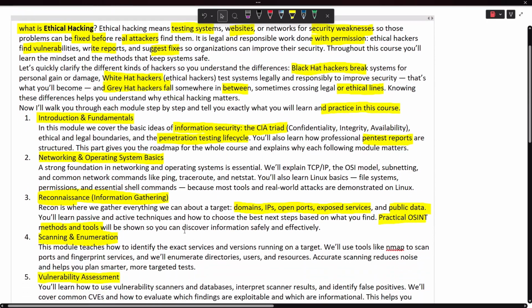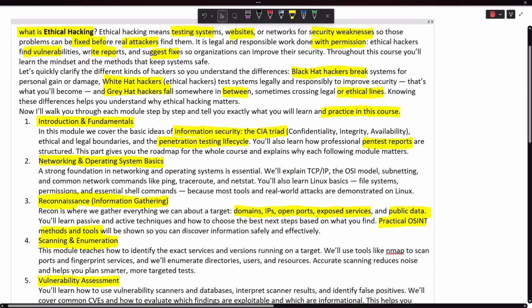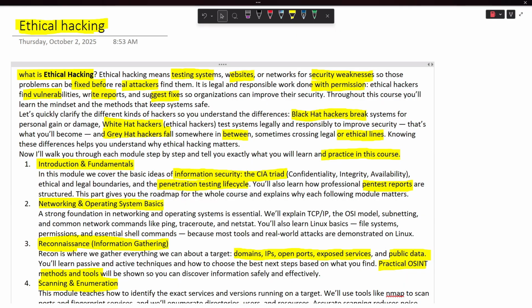So these are the things, and I think we can just start our course from the very next session.